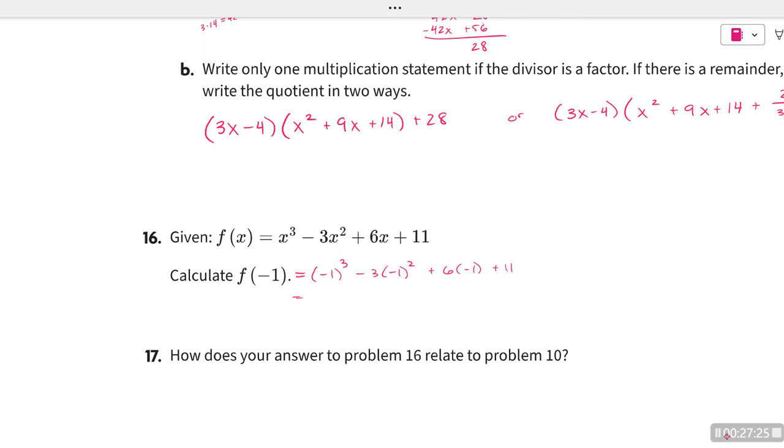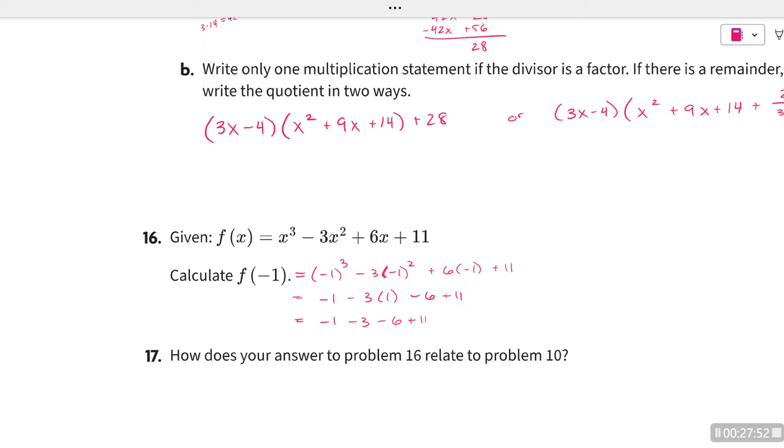So negative 1 cubed stays negative 1. But here, we want to make sure we do order of operations correctly, so negative 1 times itself becomes a positive 1. We do that before we multiply by the negative 3. Here, 6 times negative 1, I'll just write that as minus 6. We have a plus 11 at the end. So negative 1 minus 3, 3 times 1, minus 6 plus 11.